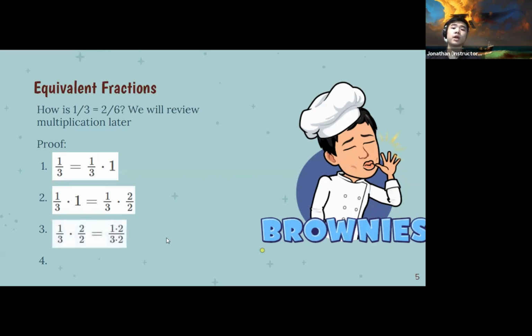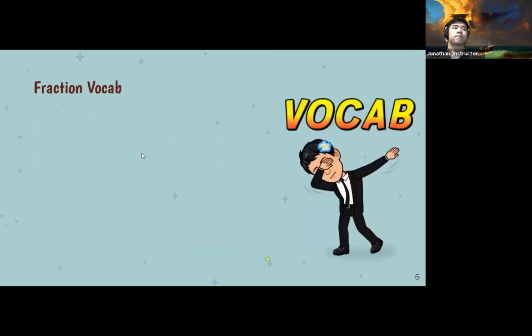And then I multiply the top and the bottom. Hopefully you know how to do multiplication of fractions. So 1/3 times 2 over 2 is equal to 1 times 2 over 3 times 2, which is 2 over 6. So that just proves that 1/3 is indeed 2 over 6. We have to multiply the top and the bottom by the same number. Otherwise, it won't equal 1, which means it won't work.